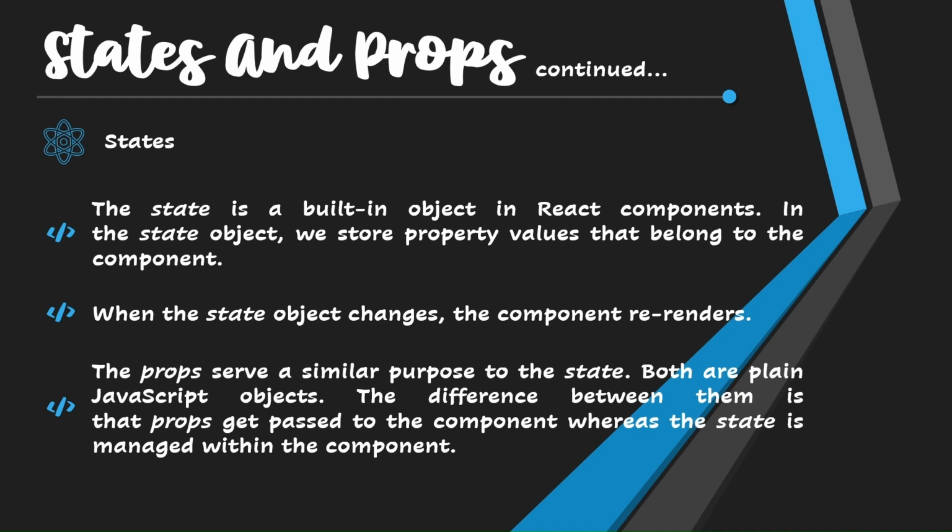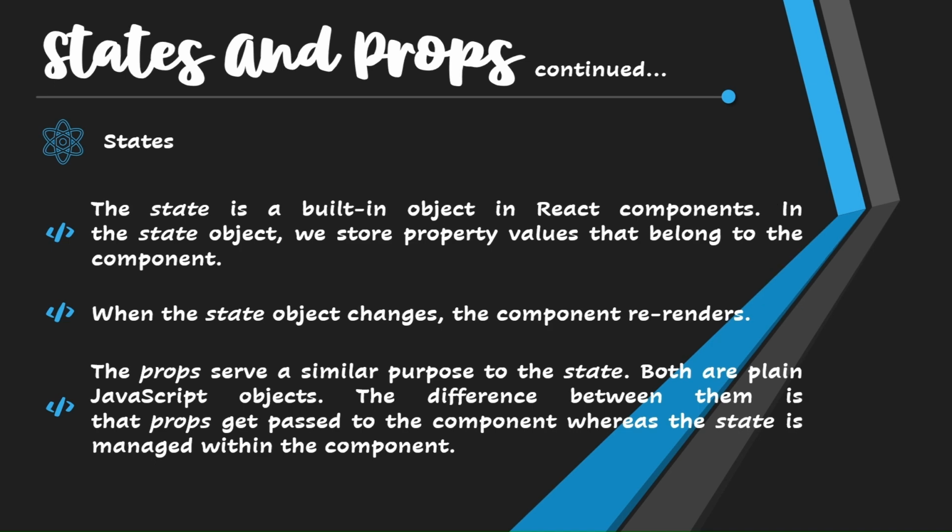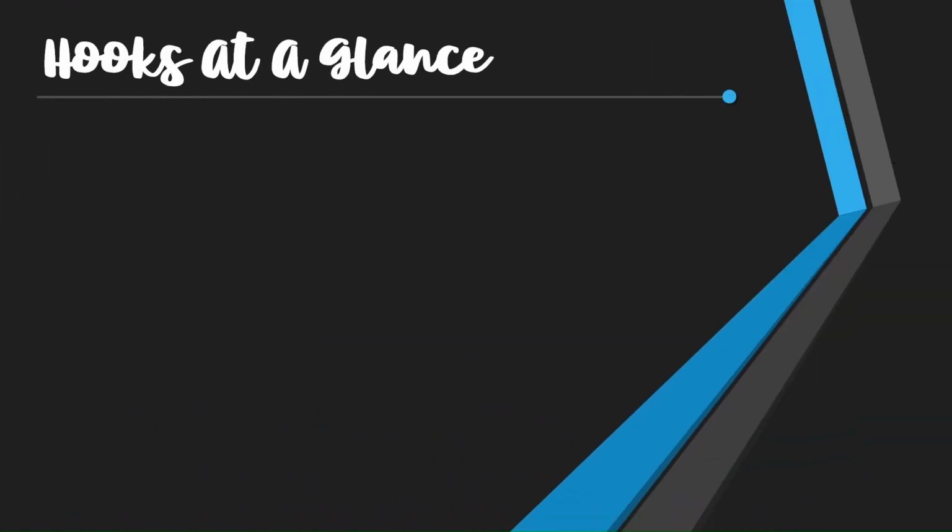One difference that you can note down is props is passed from one component to another, but those are immutable, whereas states reside within that piece of component itself. So when the state object changes, the component is set to re-render. We'll see in a minute how the component re-renders. Props serve a similar purpose to the state, but both are plain JavaScript objects. One difference, as told earlier, is props is something that you pass, whereas state is something that is managed within the component.